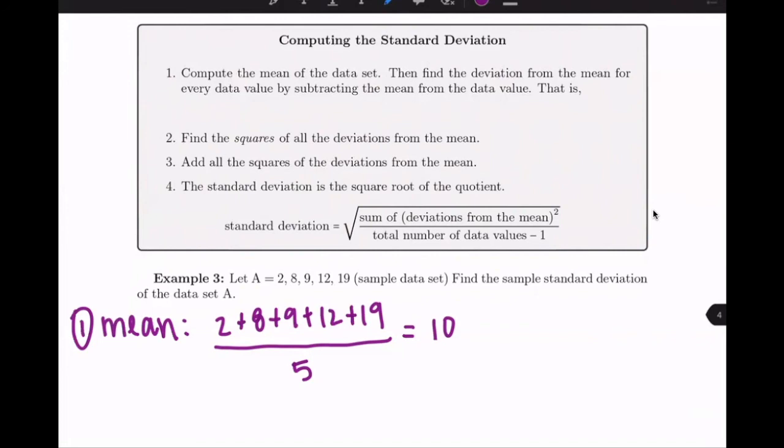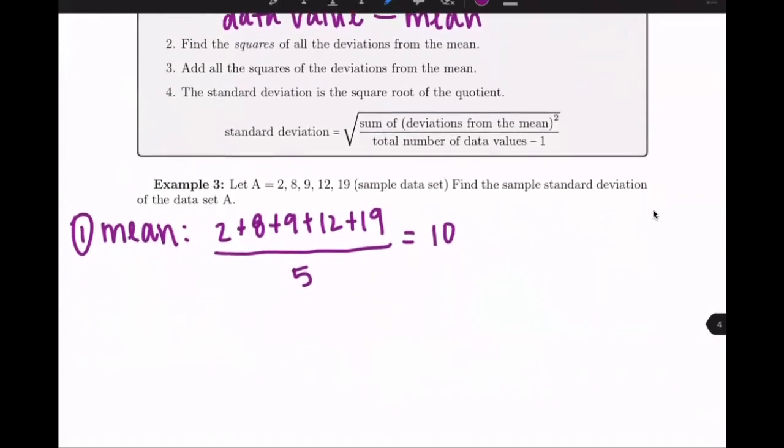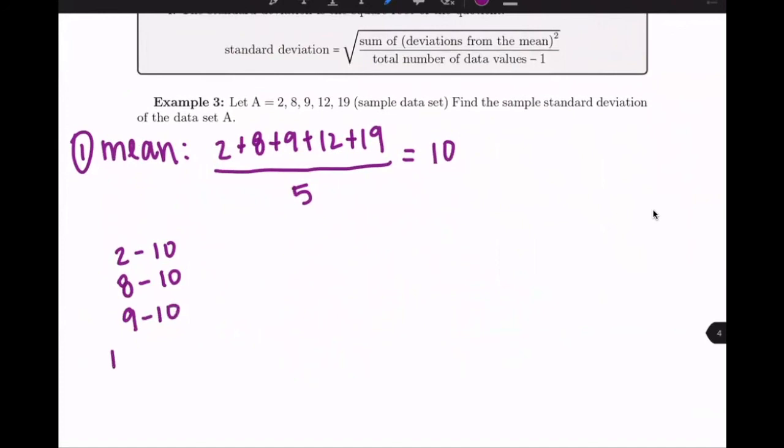We are going to now find the deviation from the mean. That is data value minus mean. Okay? So to find the deviation from the mean, all we're doing is data value minus mean. So we'll have 2 minus 10, 8 minus 10, 9 minus 10, 12 minus 10, and 19 minus 10. We are doing data value minus mean.